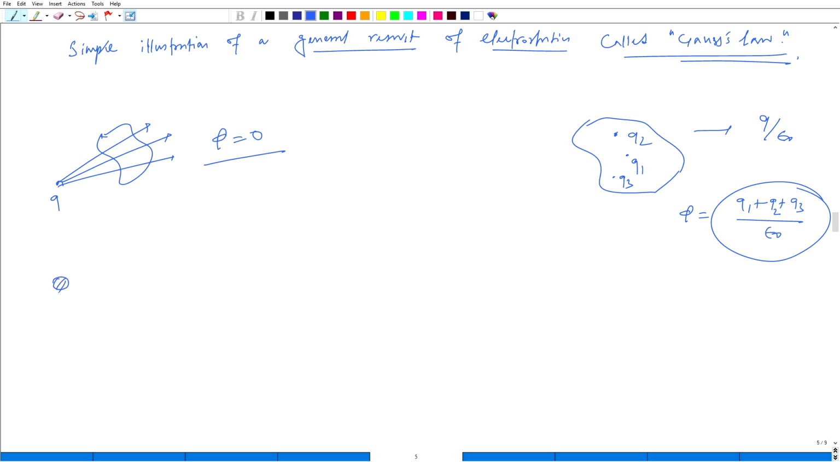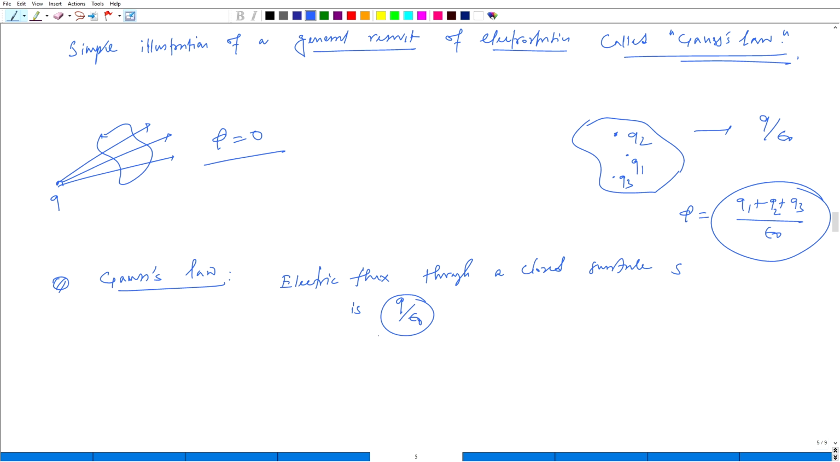Gauss law basically says the electric flux through a closed surface S is q over epsilon naught, where q is the total charge enclosed by the surface S.